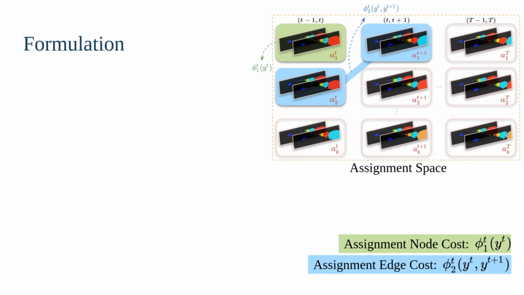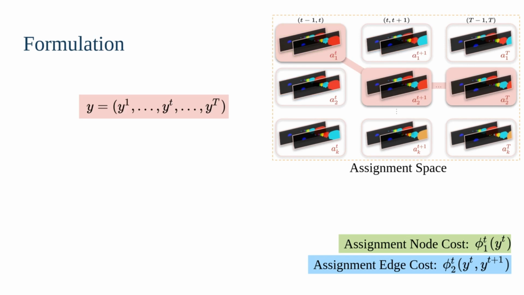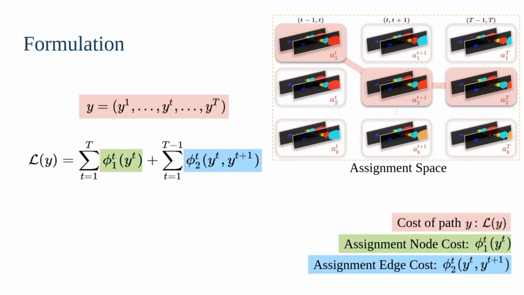Two assignment nodes in consecutive frame pairs have an edge cost phi2, the total cost of assigning detections in frame t-1 to detections in frame t+1 following Y_T and Y_T+1 assignments. Each path y is formed by picking exactly one assignment per frame pair. The total cost of a path y, denoted by L_y, is the sum of individual node costs and the edge costs in the assignment space.